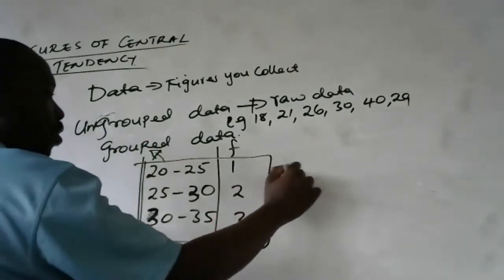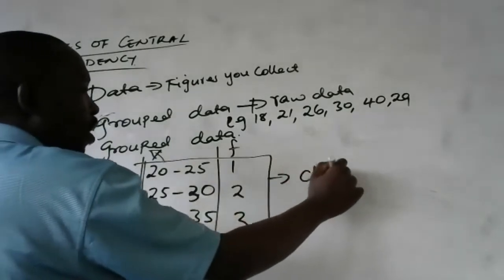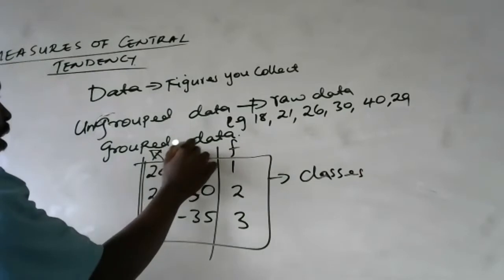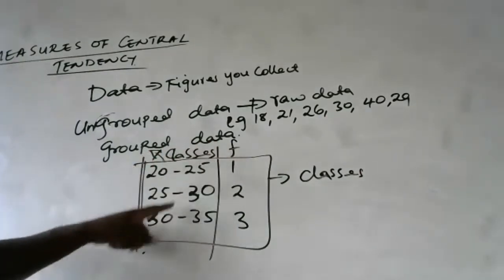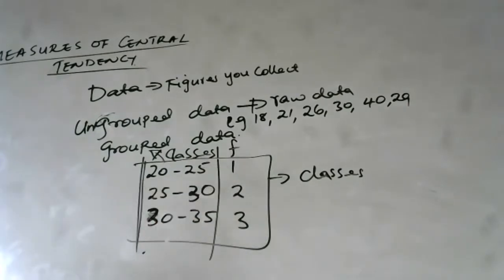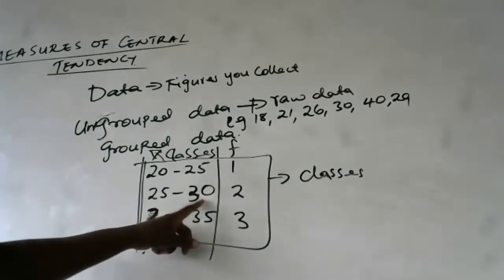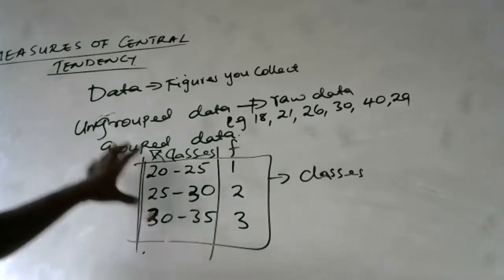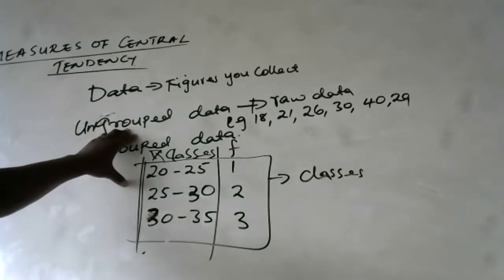So grouped is when we have what we call classes. These are the classes that we have. The class of 20 to 25, 1 person. Those who scored 25 to that much, they were 2. Those who scored between 30 and 35, they were 3. When we put them in such a manner, we say that data is now grouped.